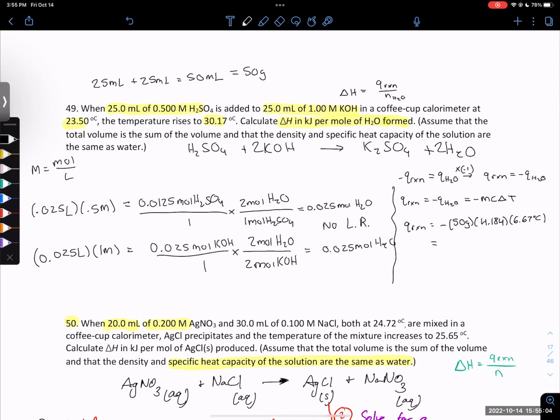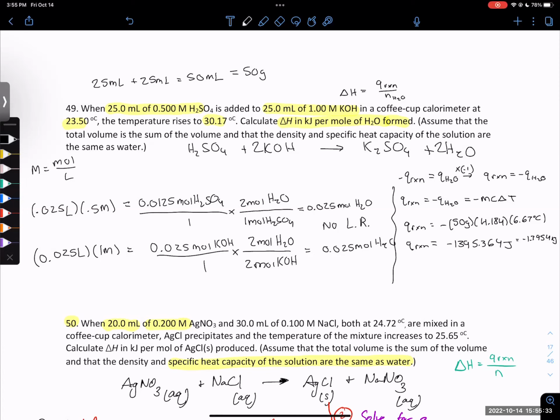And this is equal to negative 1,395.364 joules Q reaction. Okay. From there, we just convert it to kilojoules, so we get negative 1.395. I'm just going to round that to 4 kilojoules. Cutting it close there.